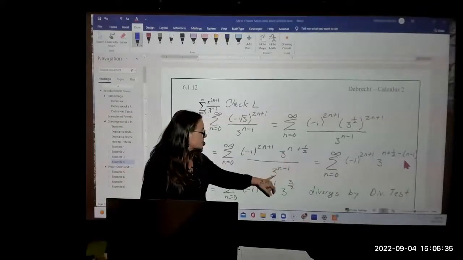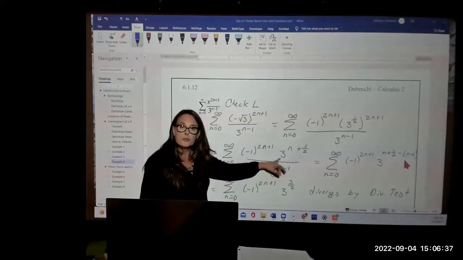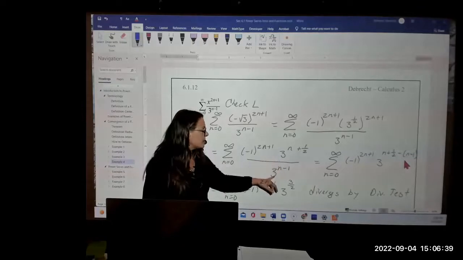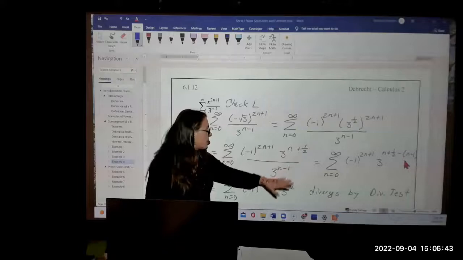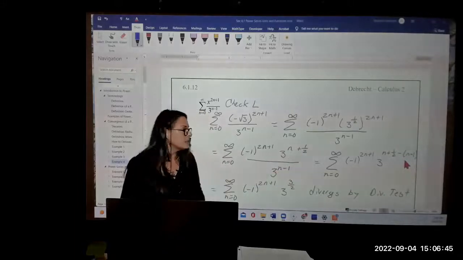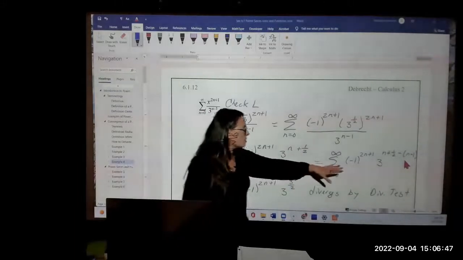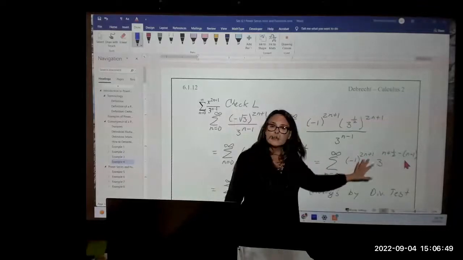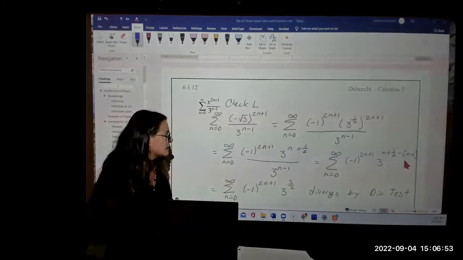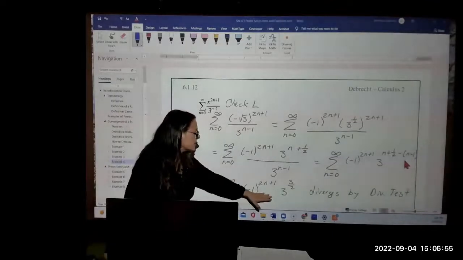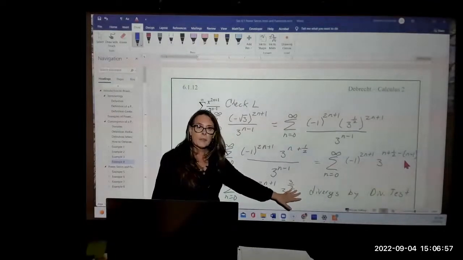Then I've got two factors, both base 3, divided by each other. So I take n plus 1/2, the numerator power, and subtract n minus 1 from it, which is what you see here, with the -1 to the 2n plus 1 just hanging out. That's going to alternate the signs. This gives me 3 to the 3/2 power.